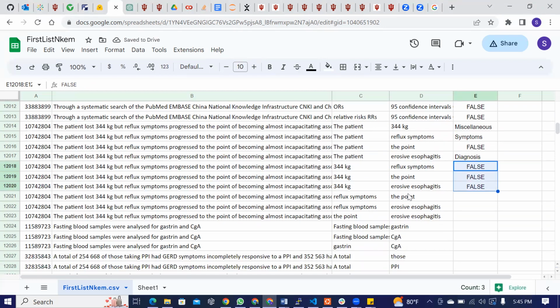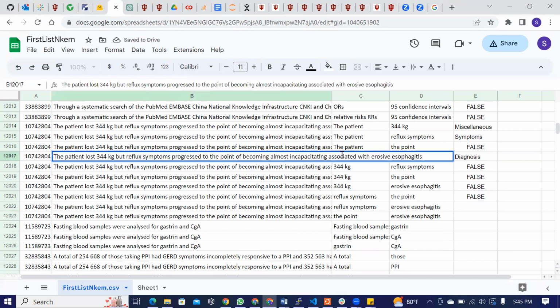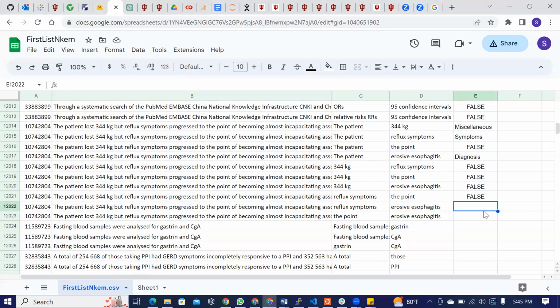Now, reflux symptoms and the point. Now, to the point was just trying to make an emphasis. It does not have a direct bearing. Now, reflux symptoms is related to progressed, incapacitating association, you understand. So look at this, to the point of becoming almost incapacitating. Now, so you remove this one, reflux symptoms progressed or reflux symptoms associated with erosive. So that means it has a relationship, but it's not clear what relationship it has, miscellaneous. Point, erosive esophagitis, please false. That's how it is.